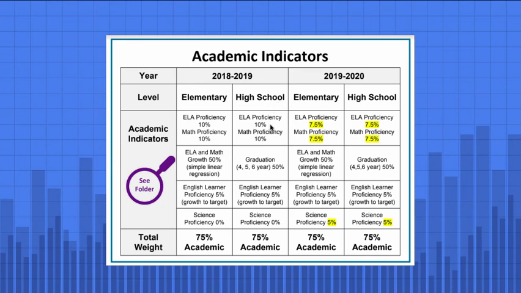High school, next year, ELA proficiency and math proficiency on your SATs will count for 10% of your score. You have to have a graduation rate of 50% or higher. And then English learner proficiency, 5% growth to target. Science doesn't count next year, but counts in 2019, 2020. Okay. So again, if you notice, to accommodate that 5%, your ELA and math proficiency went down a little bit. So those are the academic indicators.